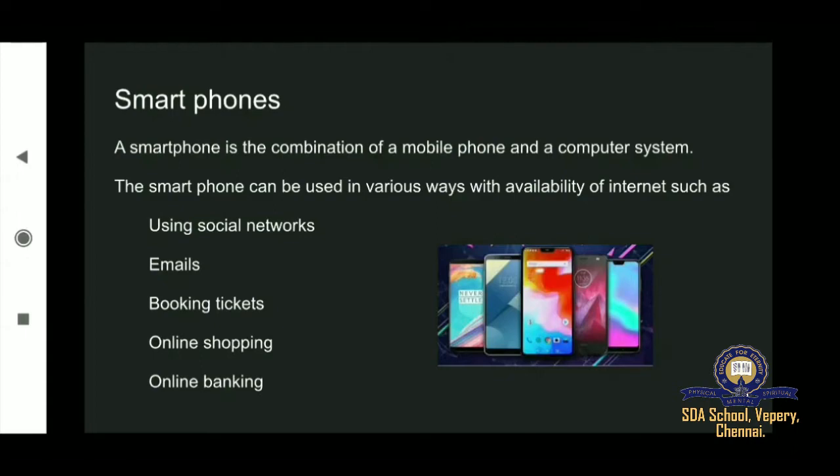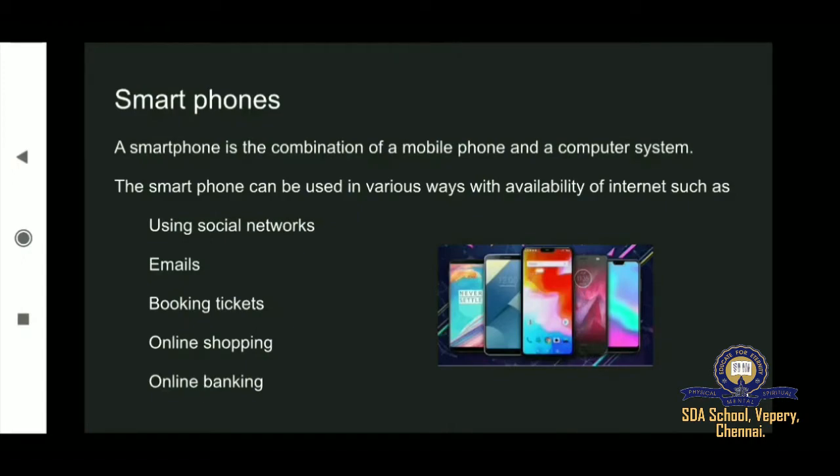The smartphone can be used in various ways with the availability of internet. If you have internet connection with your smartphone, like if you have an Airtel SIM, you will have an Airtel Netpack also. So that is called internet. Through Netpacks only you use internet. Otherwise you will have Wi-Fi at your home. So through that you are using internet. When you use internet, you can access various forms of websites and applications.